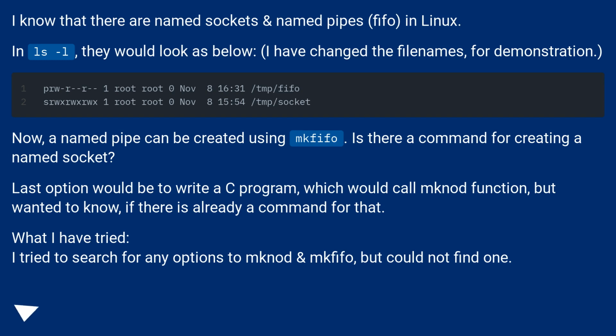Now, a named pipe can be created using mkfifo. Is there a command for creating a named socket? The last option would be to write a C program which would call the mknod function, but I wanted to know if there is already a command for that. What I have tried: I searched for any options to mknod and mkfifo, but could not find one.